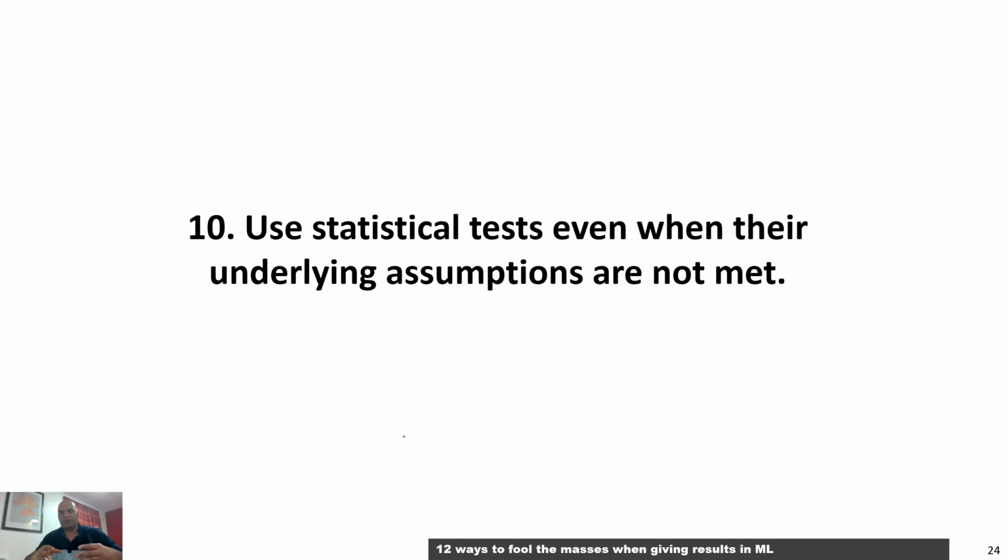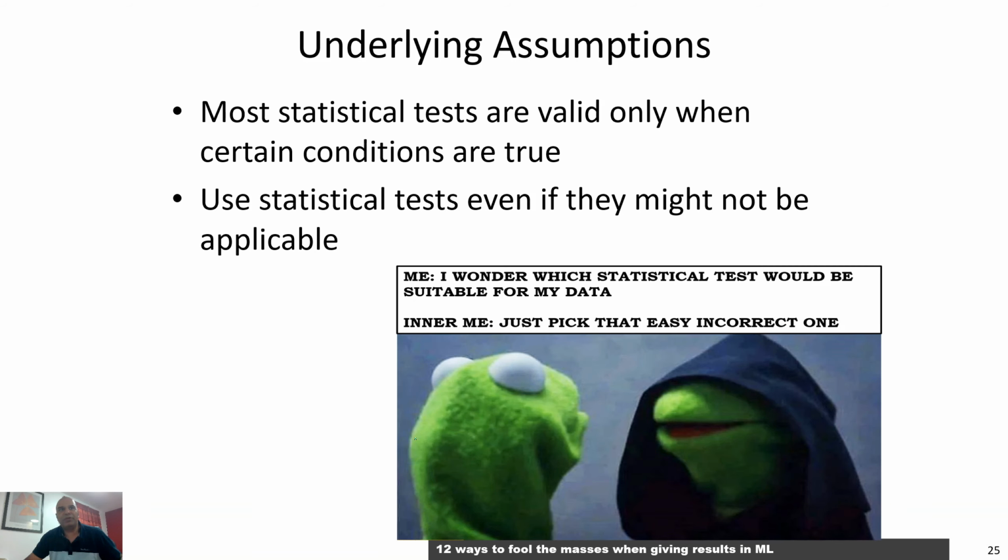For example, the performance statistic or the numbers that you're getting must be Gaussian distributed, or normally distributed, which may or may not be true. So sometimes people report the performance of a statistical test even when the assumptions of those tests are not met. So that's wrong. We shouldn't be doing that.